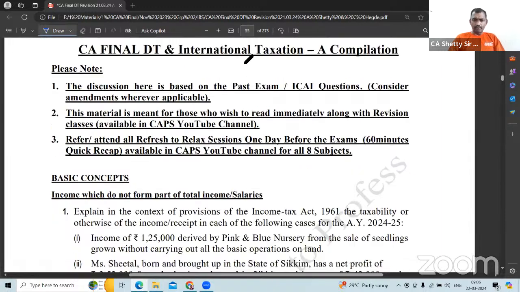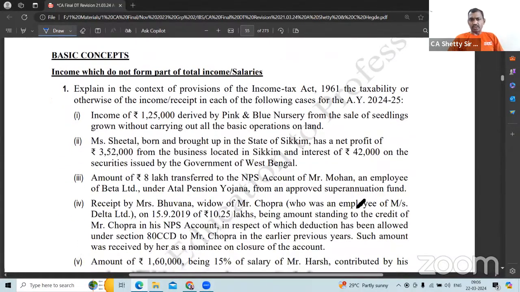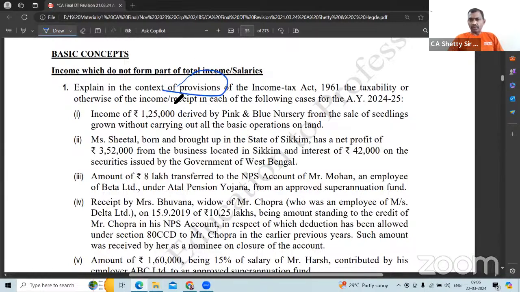In the basic concept area, unless I do a reasonable introduction, I cannot get to the problem. Nevertheless, an analytical question can be asked: explain whether the following are agriculture income or any other income. Nursery income. Just now I said saplings and seedlings grown. It is an agriculture income.